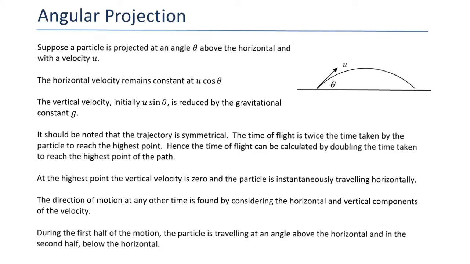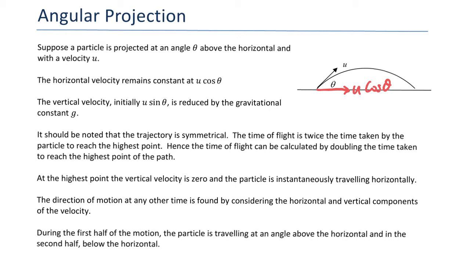In this video we're going to look at angular projection. Suppose we have a particle that is projected at an angle of theta above the horizontal with a velocity of u. So what we've got then is we'll have to resolve u to the horizontal, and the component of a force or of anything is its magnitude multiplied by the cosine of the angle. So the horizontal is going to be u cos theta.